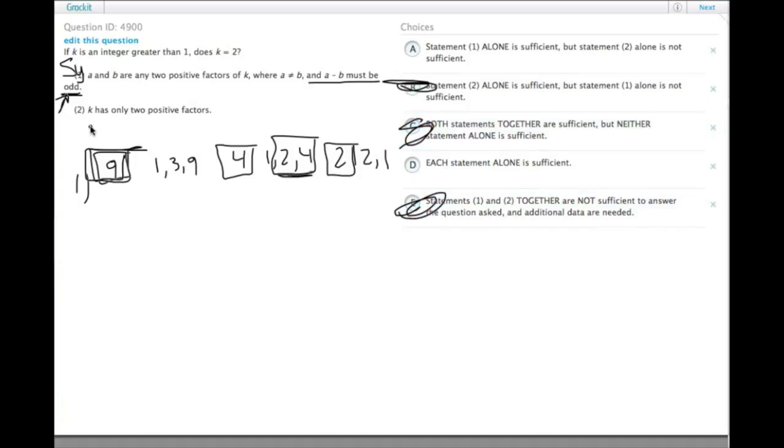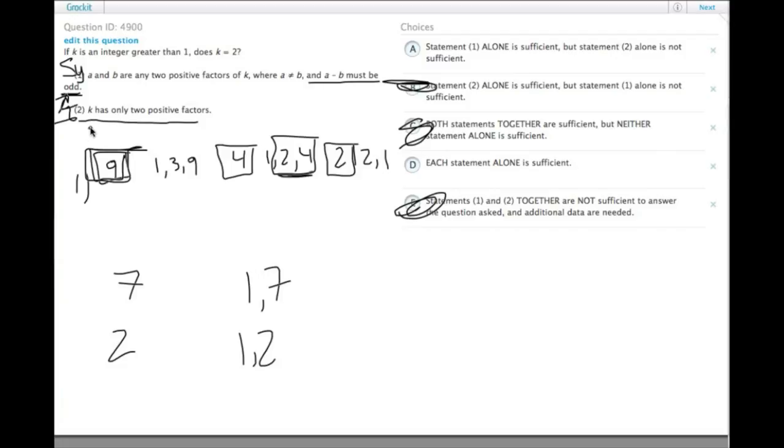Statement 2 tells us that k has only two positive factors. At first that may sound promising because 2 itself has only two positive factors, and we just figured that, but really all statement 2 is telling us is that k is prime, which in almost all cases is going to be an odd number. So it's a number like 7, the factors of which are 1 and 7. The difference between 1 and 7 is 6, and then k does not equal 2. Whereas if k does equal 2, the factors of which are 1 and 2, then it is.